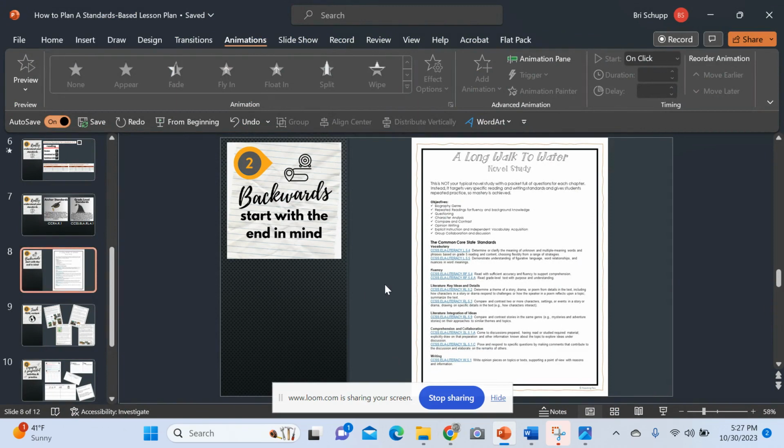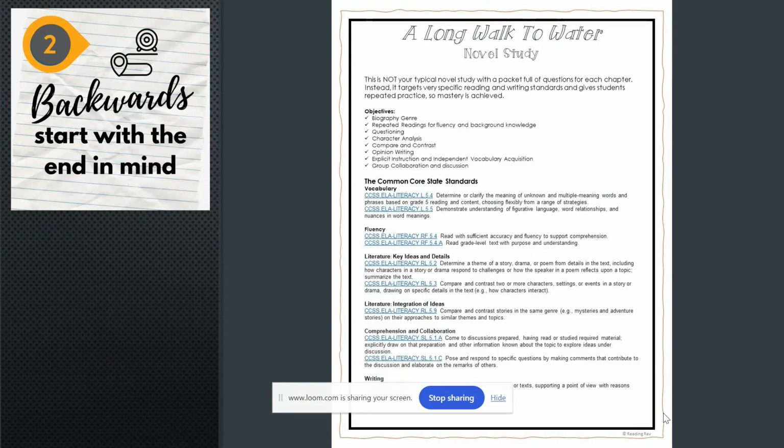I planned this page out before I created the unit. I know that I want to talk about the genre. It's a biography. It is historical fiction, but mostly history. A few fictional things that we can talk about. I'm going to have repeated reading. I'm going to have questioning.